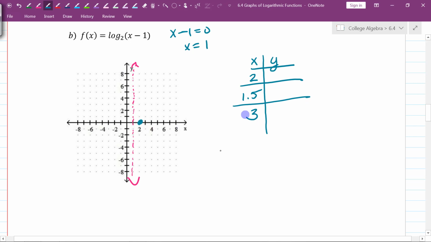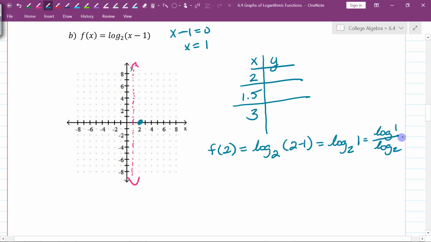So if I evaluate f of 2, that's going to be log base 2 of 2 minus 1, which is going to be log base 2 of 1, right? And now I don't have a common base, so this is going to be equal to log of 1 divided by log of 2. And if you grab your calculators, you are going to see that is equal to 0.